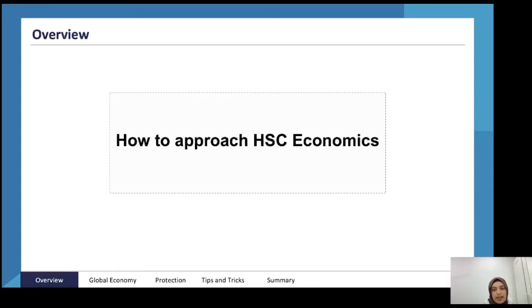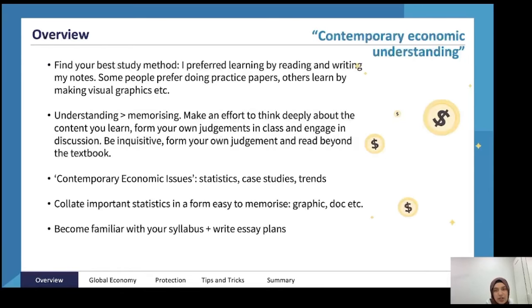Okay, to start off with, how to approach HSC economics at this stage. Again, find your best study method. I know most of you would already have this, but at this stage of the course where you're now revising, just understand how am I going to revise in the way that is most effective for me? Most of you would already have your notes done and be focusing on practice papers. I would highly recommend going through practice papers. That's something I did a lot at this stage. Other people may be visual learners, so you may have visual cues or visual graphics as well. Completely up to you.